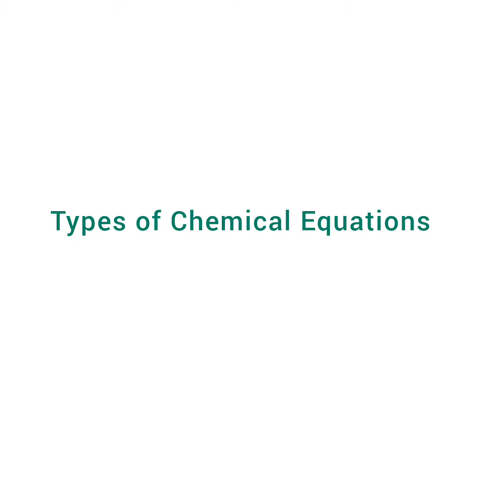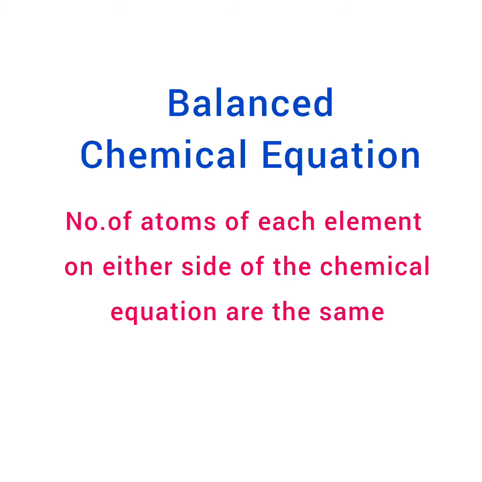Next, we are going to see types of chemical equations. What are the types of chemical equations? First one is balanced chemical equation. Definition is also given below. That is, the number of atoms of each element on either side of the chemical equation are the same. If the condition is satisfied, then that equation is called a balanced chemical equation. You should remember, the number of atoms of each element on either side of the equation are the same.